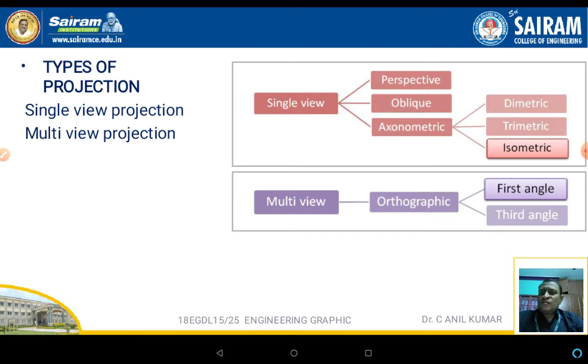Now, the types of projection. The types of projections are the single view projection and the multi view projection. The single view projections are perspective projection, oblique projection, and axonometric projection. Axonometric is classified into dimetric, trimetric, and isometric. The multi views are orthographic. Even the orthographic is classified into first angle projection and third angle projection. Now what we are referring to is the first angle projection, but 10 years back we used to refer to the third angle projection.